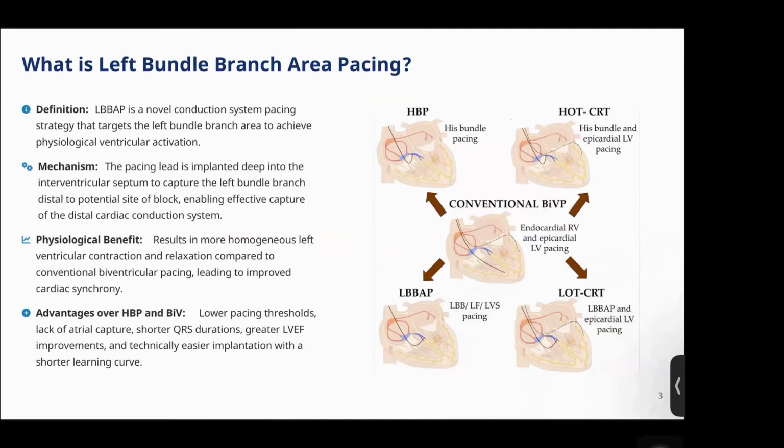Okay, what is left bundle branch pacing? Left bundle pacing is a novel conduction system pacing strategy that targets the left bundle branch area to achieve physiological ventricular activation. The pacing lead is implanted deep into the interventricular septum to capture the left bundle branch distal to the potential site of block, enabling effective capture of the distal conductive system. Physiological benefit results in more homogeneous left ventricular contraction and relaxation and, compared to conventional biventricular pacing, improves cardiac synchrony.